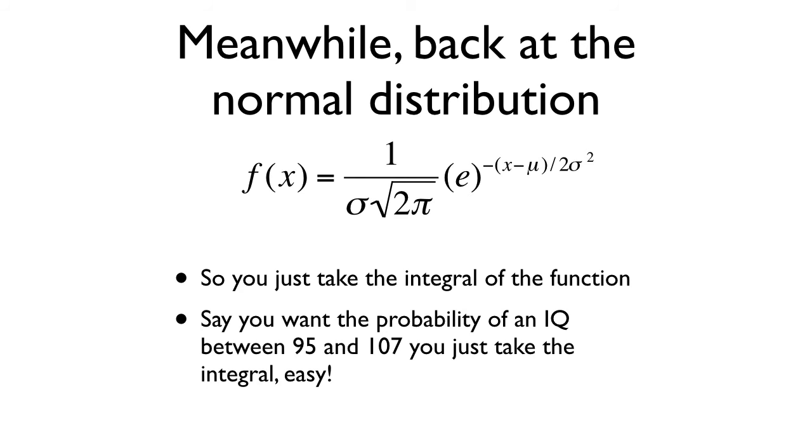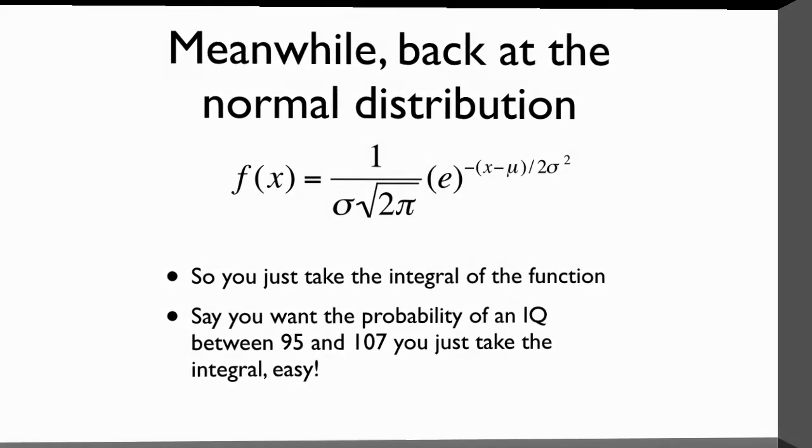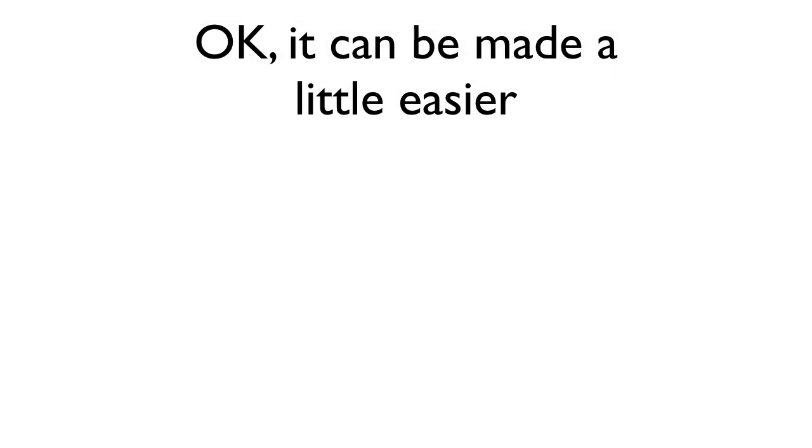Let's say we want to find the probability of having an IQ between 95 and 107. Just take the integral of this and put in 95 and 107. Yay! It's easy. It's theoretically easy. Theoretically easy. You can actually make it a little bit easier. Make it a lot easier.